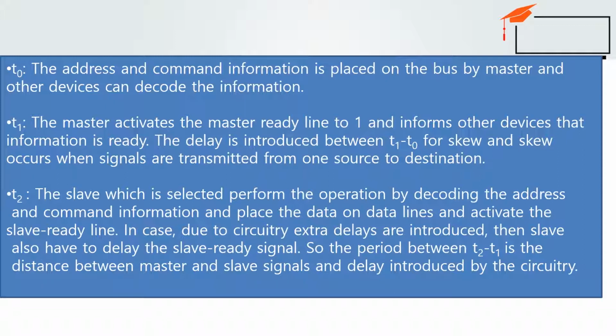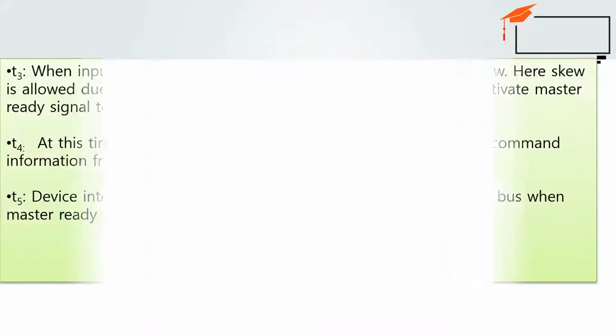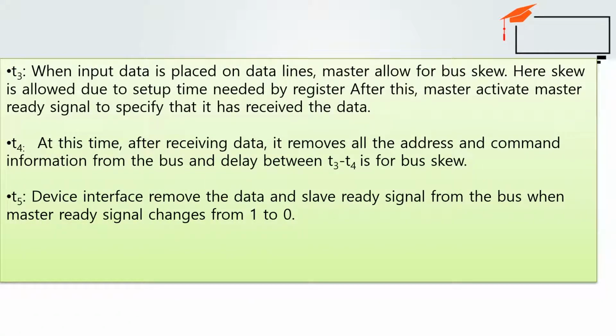T2. The slave which is selected performs the operation by decoding the address and command information, places the data on data lines and activates the slave ready line. In case extra delays are introduced due to circuitry, then the slave also has to delay the slave ready signal. So the period between T2 and T1 accounts for the distance between master and slave signals and delay introduced by the circuitry. T3. When input data is placed on data lines, master allows for bus skew.